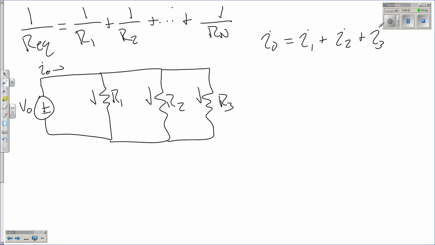So again, what we do is we translate this using Ohm's law. We take that current and put it in terms of voltage and resistance rather than current and resistance, as we did for the series combination. So V equals IR, then I equals V over R. So V0 over R1 is going to be equal to I1, and so on and so forth.